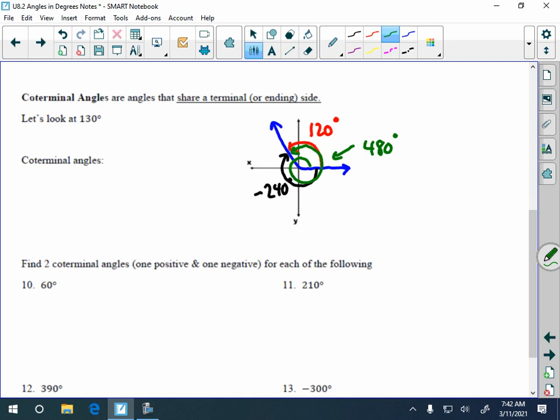All right, so how do we find coterminal angles? Well, all we have to do is take the measure of the angle they give us, and we're going to add and we're going to subtract 360 degrees. All right, that's how they differ. They're multiples of 360 degrees. So if we have one angle and we add 360, we can get a coterminal angle. And if we subtract 360, we get a coterminal angle.